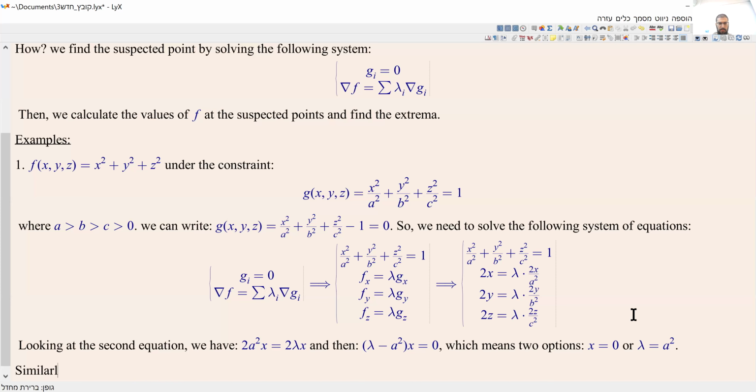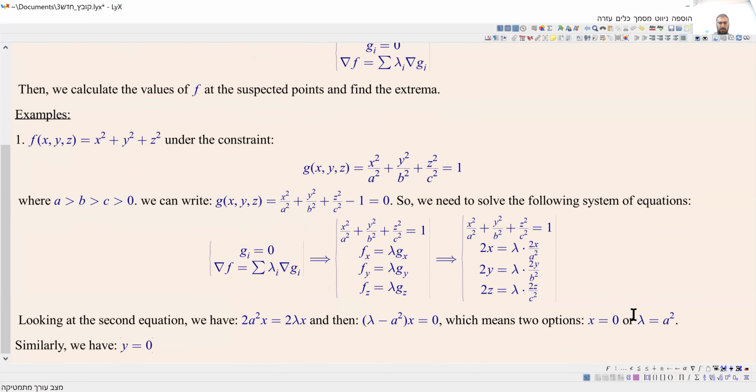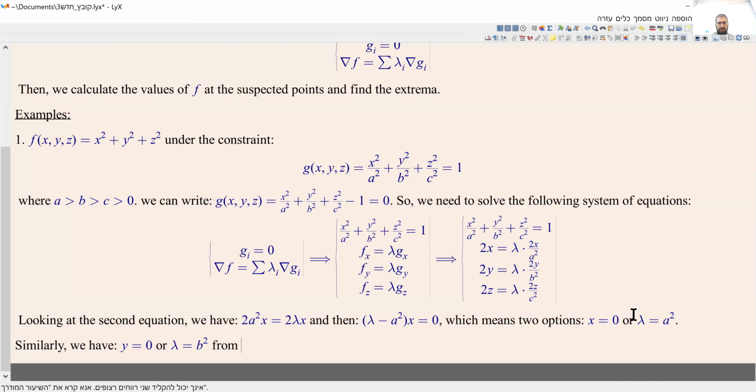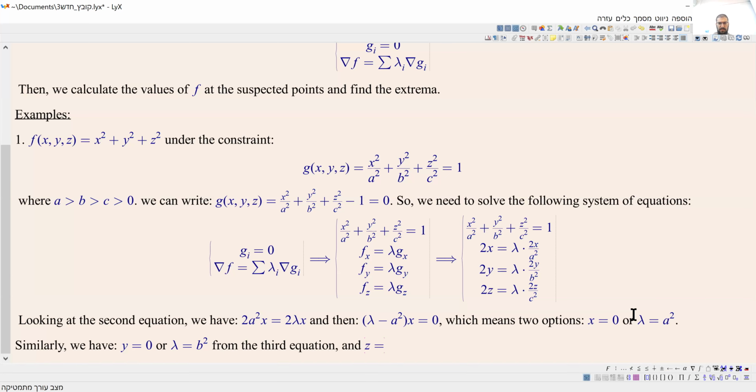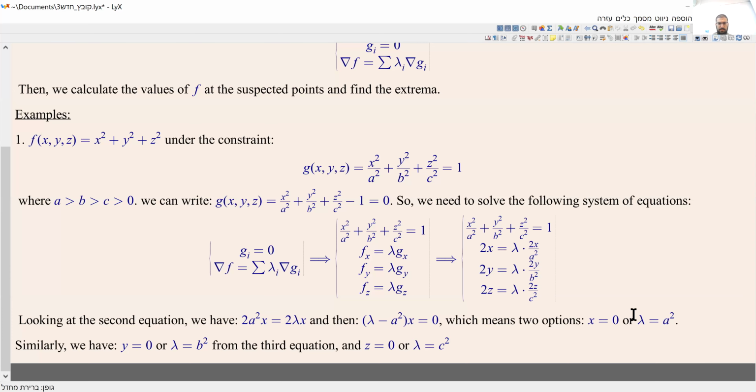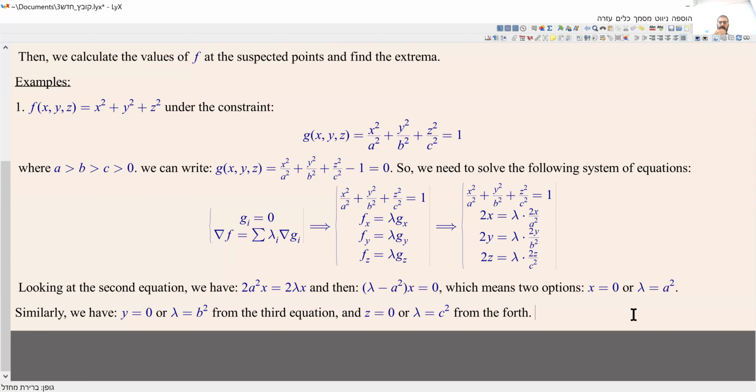Similarly, we have y is 0 or lambda is b squared from the third equation, and z is 0 or lambda is c squared from the fourth, so, with the u, of course.